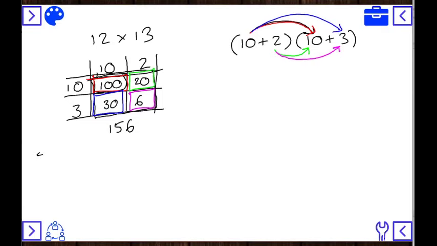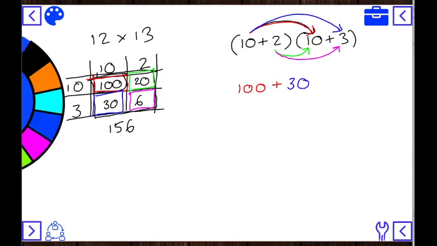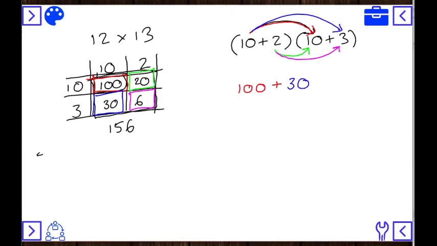So how do we work this out? 10 times 10 is going to give me, following the same colour scheme, 100. And then we add on 10 times 3 is 30. Add on 2 times 10 is 20. And then finally add on 2 times 3, which is 6. And adding all of these together, we still get the answer of 156.